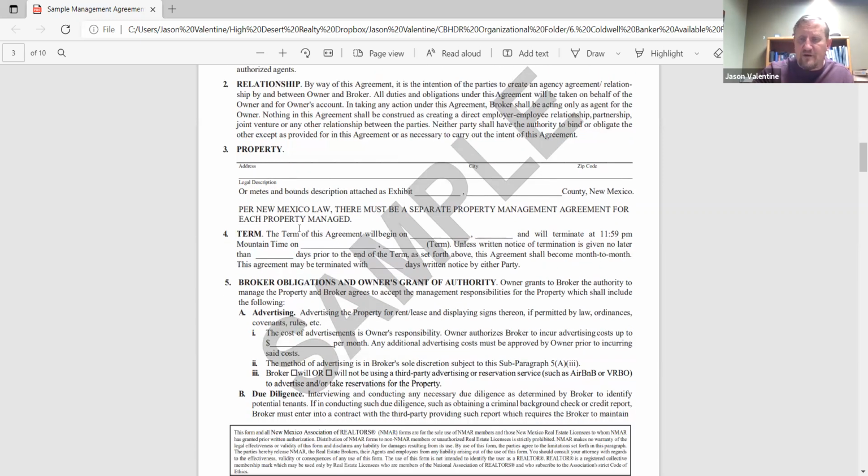Now the term, paragraph 4 down here. I want to let you know that typically we write these management agreements for at least 2 years.